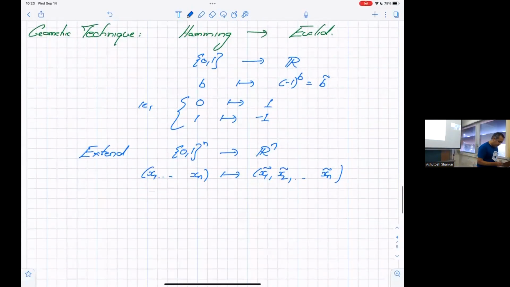What's the nice thing about this? The key fact is, if delta of x, y is d, what can you say about x tilde and y tilde? If I want to talk now about the Euclidean inner product, this is just the summation of xi tilde times yi tilde. What will this be?